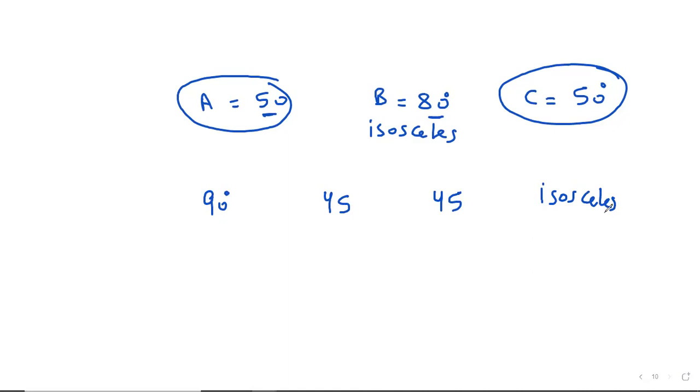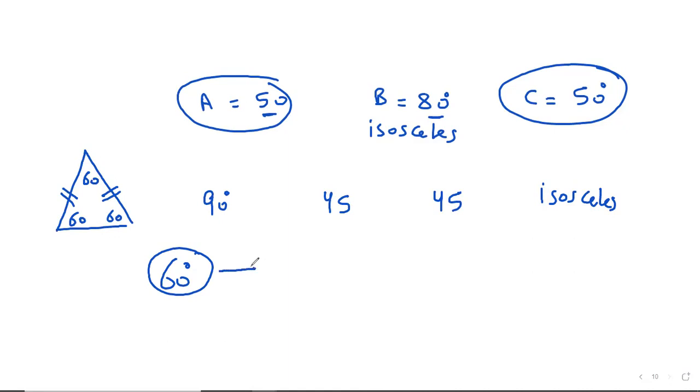If the measure of one angle of an isosceles triangle is 60, any isosceles triangle has two equal angles. Let's say one of them is 60. So the other one is going to be 60 and the third angle 60. So if the isosceles triangle has an angle of size 60, the triangle is going to be equilateral triangle. In the isosceles triangle, if there is an angle of size 60, the triangle will be equilateral triangle.